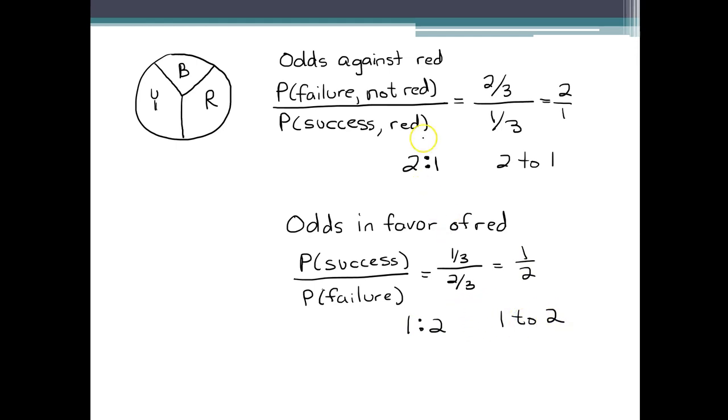So notice that odds against and odds in favor look similar except they're swapped. So you've got to be really careful when you're setting these up. Make sure you're setting up correctly. If it's odds against, make sure you're putting probability of failure on top, success on the bottom. And if it's odds in favor, make sure you're putting success on top, failure on the bottom. Because if you get one, you just swap it to get the other.